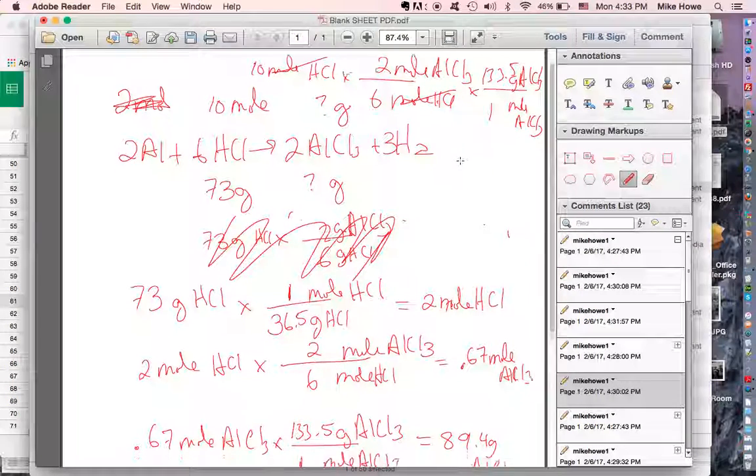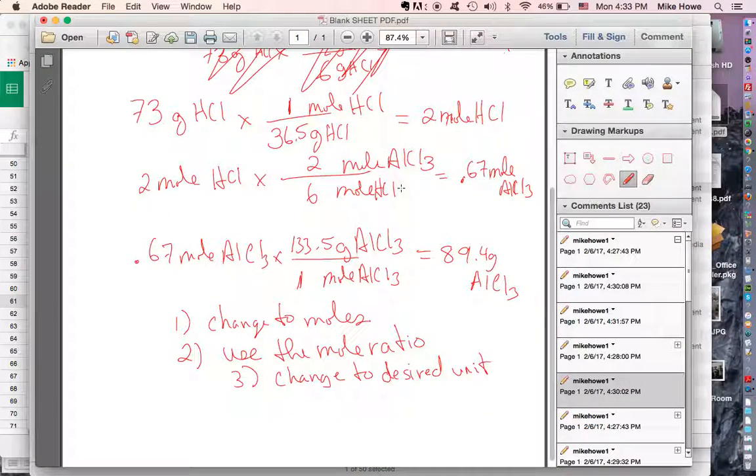All right, so 3 steps in a general algorithm. Change to moles, use the mole ratio, change to the desired unit. Do you always have to do all 3 steps? It depends on what the problem tells you. If it's already in moles, you don't have to do the first step. Or if it gave you grams and asked for moles of something else, then you do the first 2 steps and not the third. So you're going to have to think a little bit about that as you do the problems.